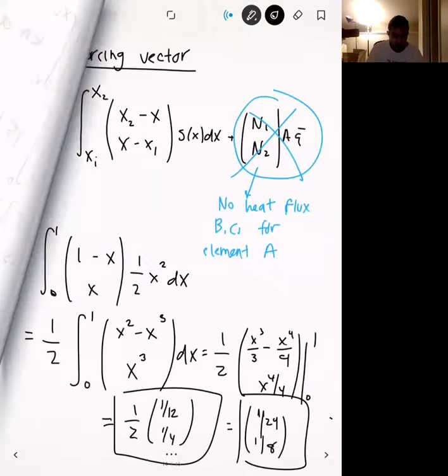All right, so for element 2, all the properties here are going to stay the same. The only difference is that x1 and x2 are going to be different. For element 2, x1 is going to be equal to 1, and x2 is going to be equal to 2. But we can use the exact same calculations as we did before.